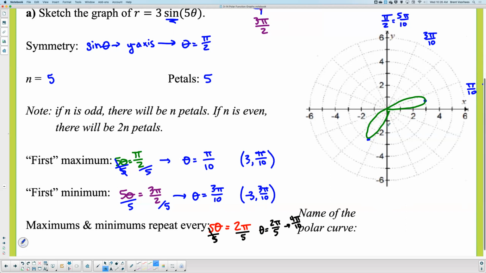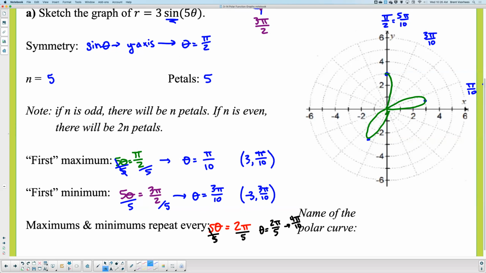Our next maximum would be here. So this graph would look like this. It looped around this way. And then it looped around this way. And now it's going to come up through the 0. And it's going to hit this point. Whoops, missed.